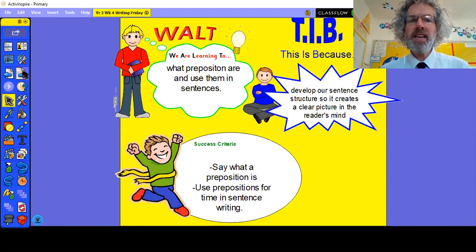So today we are learning what prepositions are, and we're going to be using them in sentences. And this is because we need to develop our sentence structure so it creates a clear picture in the reader's mind. And we're going to be able to say what a preposition is. And this time we're going to be using prepositions of time in sentence writing.